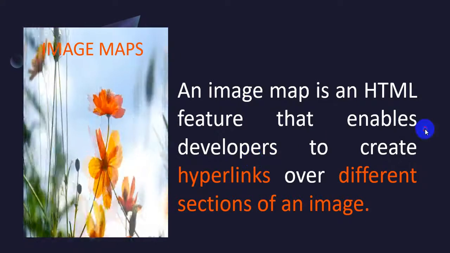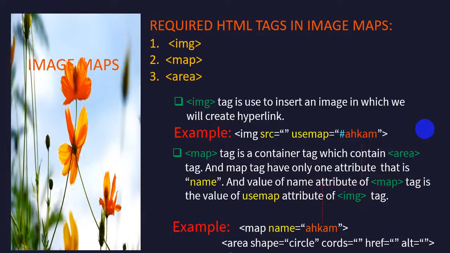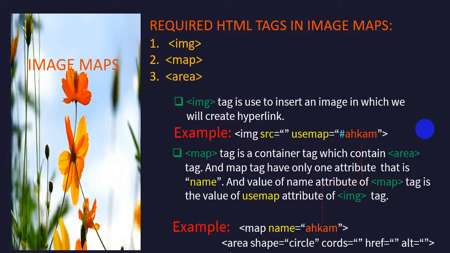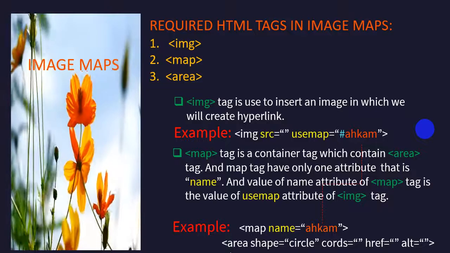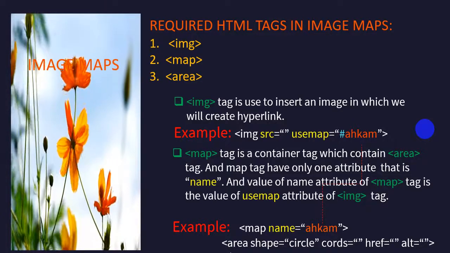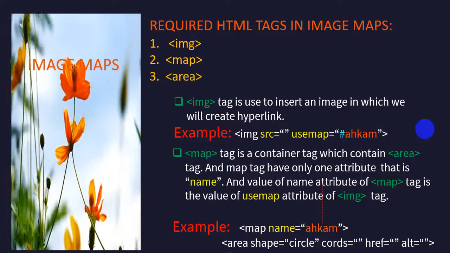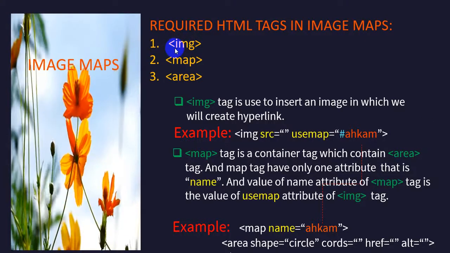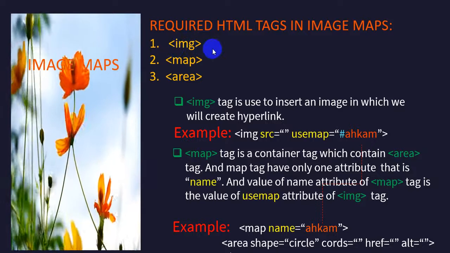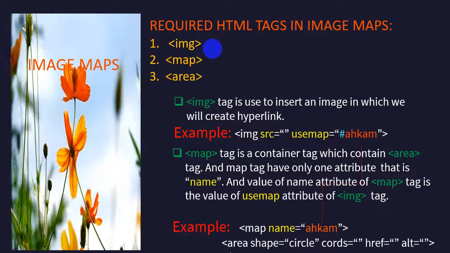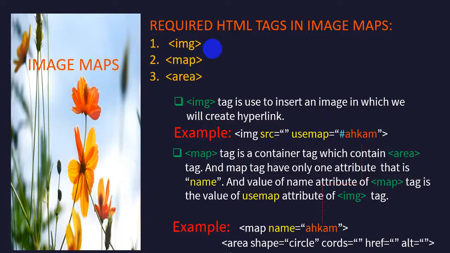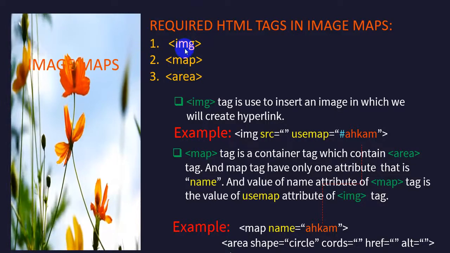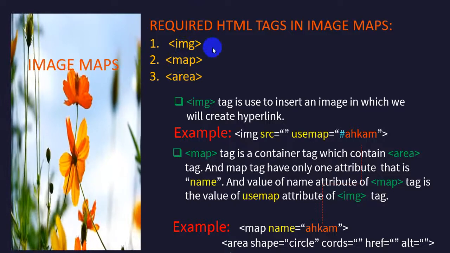Now let's see the important HTML tags which are required to implement image mapping. If you want to do image mapping, you need three important HTML elements. Number one is the img tag. Why do you require the img tag? Because we are going to do the image map on a particular image, so that image must be in your web page. So first we have to insert one image file, and by using the img tag we can insert an image.